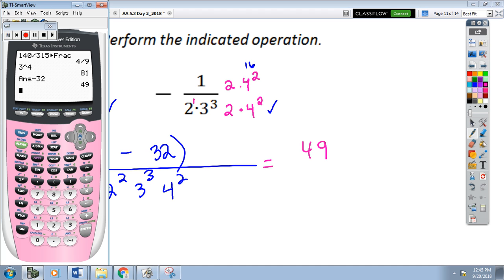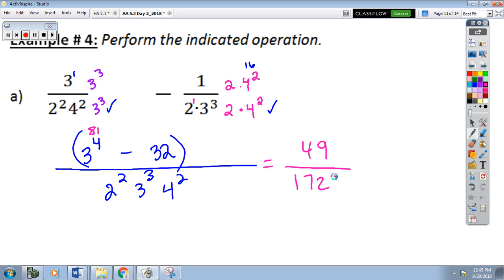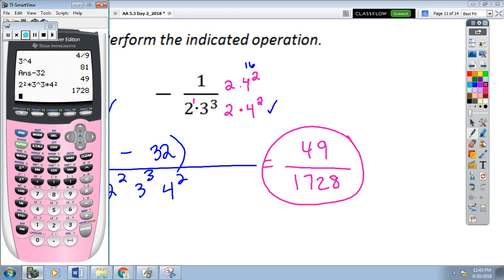Now, this denominator, we have 2 squared times 3 cubed. So, caret 3 times 4 squared. And we get a really big number. Well, I should check and see if I could reduce that. I know that I can't, but only because I did the problem last period. So remember to check in your calculator, type it in, and press your math arrow to fraction button. And if it gives you the same answer back, that means it's in simplest form.